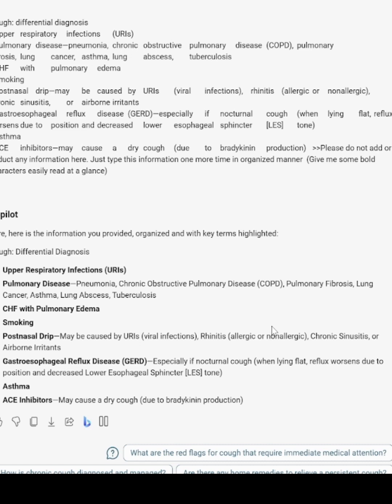Gastroesophageal reflux disease, GERD, especially if nocturnal cough: when lying flat, reflux worsens due to position and decreased lower esophageal sphincter tone. Asthma. ACE inhibitors may cause a dry cough due to bradykinin production.